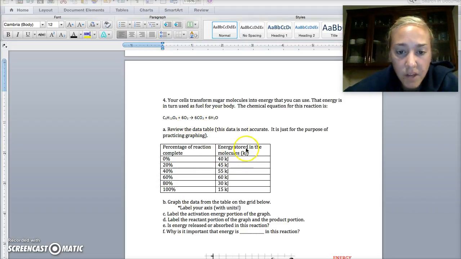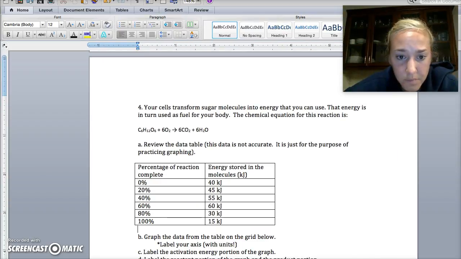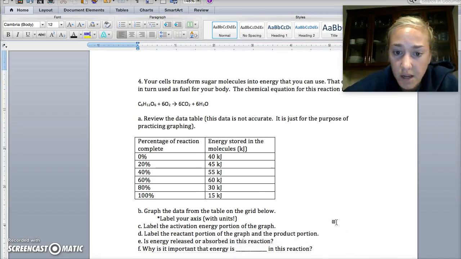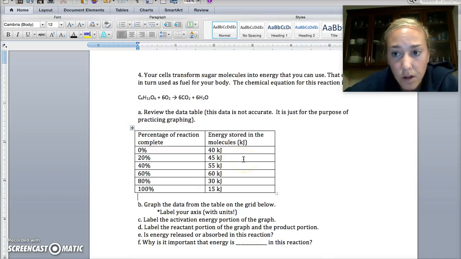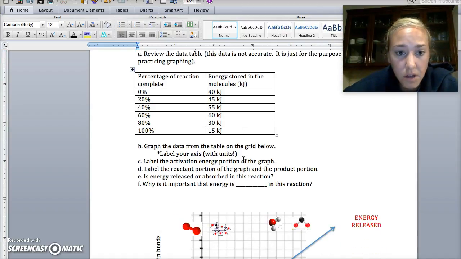Okay, then we get a data table. When you see questions, I'm going to make this a little bit bigger so you guys can see it better. When you see these kinds of questions and you get a data table, the first thing that you should do is start making your graph and plotting the points. And this is a lot easier than it seems. First thing you want to do is set up the axis.